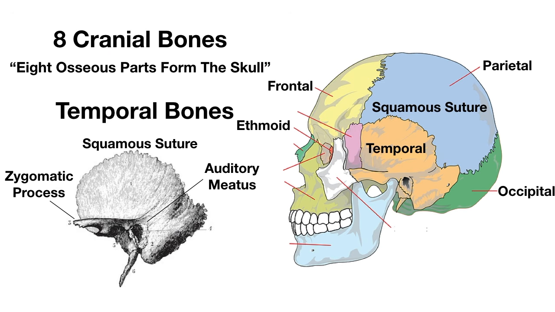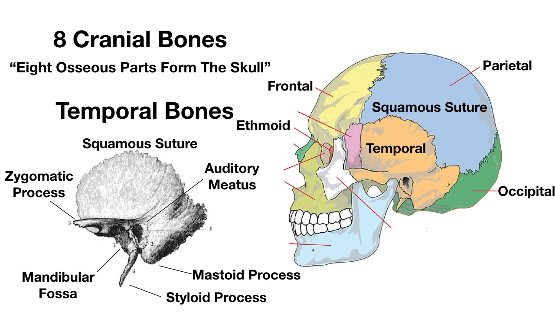The next feature we're going to talk about is the auditory meatus. This is a canal within the temporal bone that connects to the inner ear. Another feature is the mastoid process, and this is the location where some of the neck muscles attach to. Next, we have the styloid process, which is located at the inferior aspect of the temporal bone. This is the location where some of the muscles of the tongue and larynx attach to. Lastly, we have the mandibular fossa, and as the name suggests, this is where the mandible articulates.